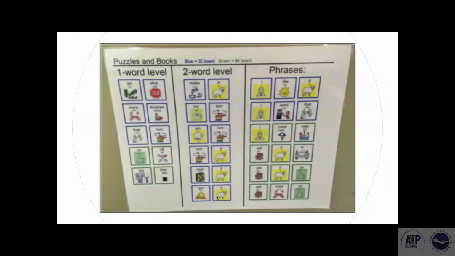And then we've even created visual phrases for staff. That we have these all throughout. This is the classroom. This one is for the puzzles and books area. And these are all words or phrases that the staff can model while they are with the student in that area.